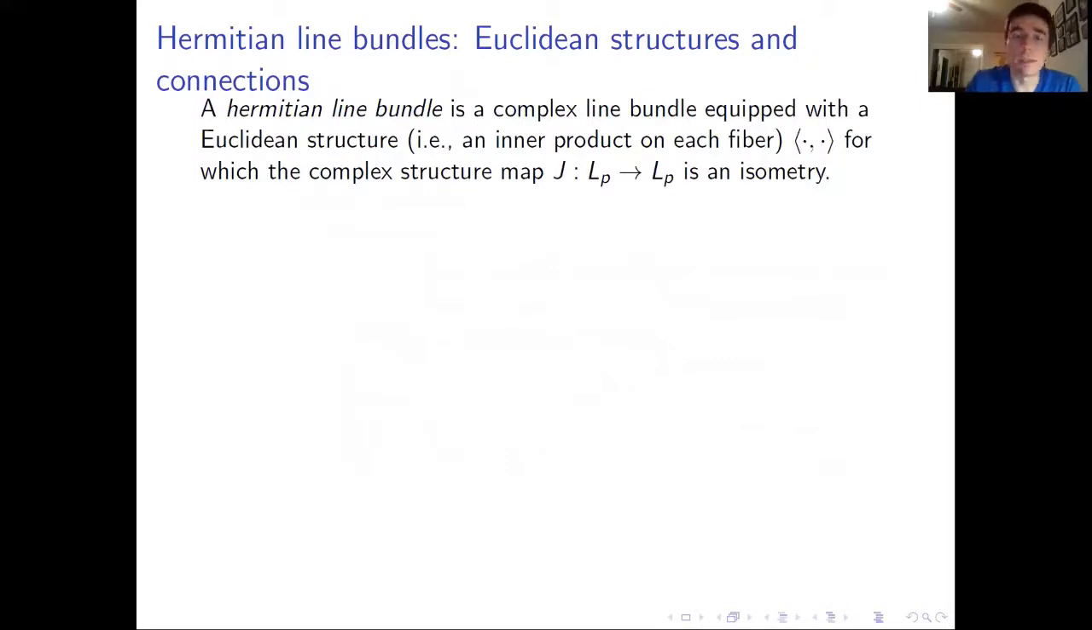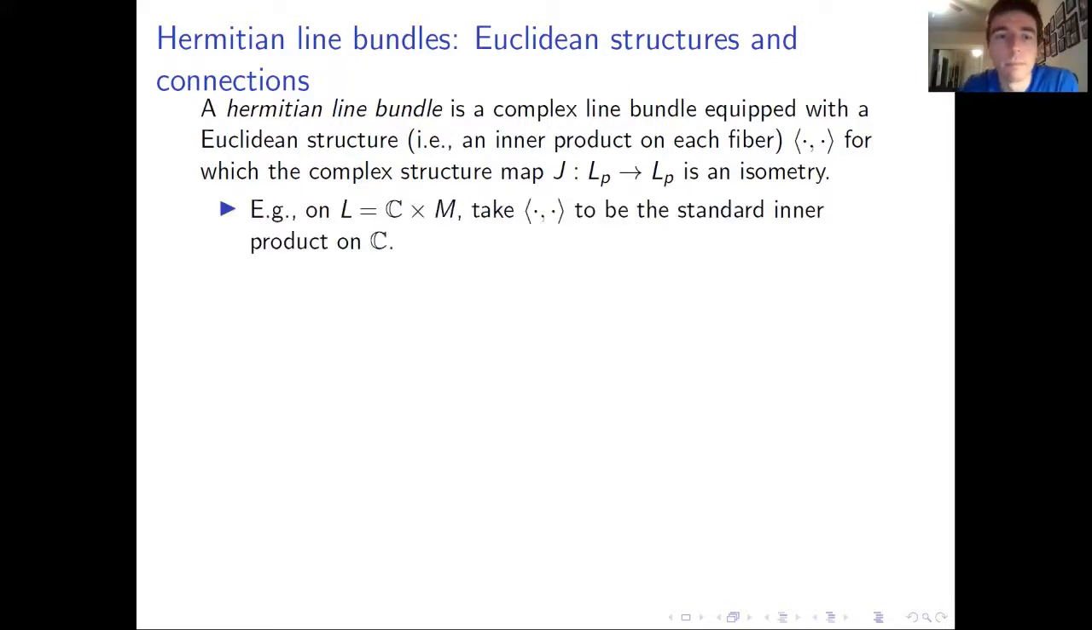So a Hermitian line bundle is a complex line bundle equipped with a Euclidean structure, which is just an inner product in every fiber, such that the complex structure map is an isometry. Okay, so we have an inner product on each of these complex vector spaces in our bundle, such that multiplication by i is just a rotation. So for instance, on the trivial bundle C cross M, we can just take this to be the usual inner product on each C.